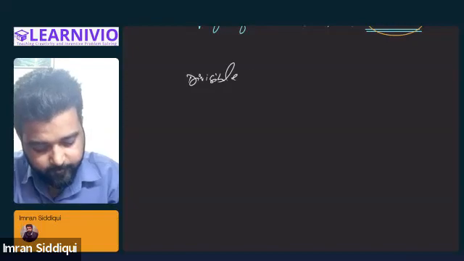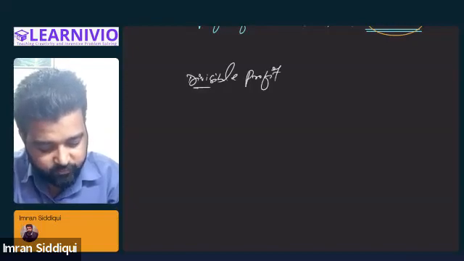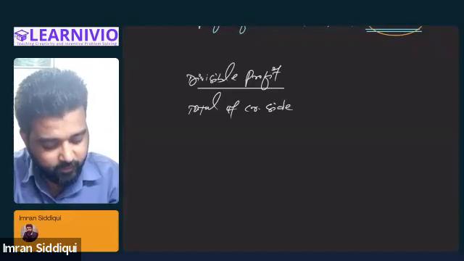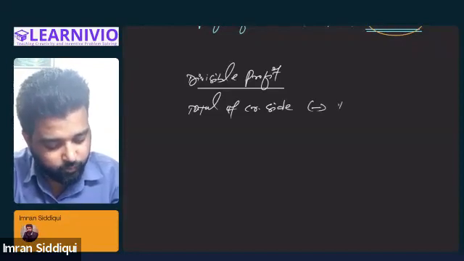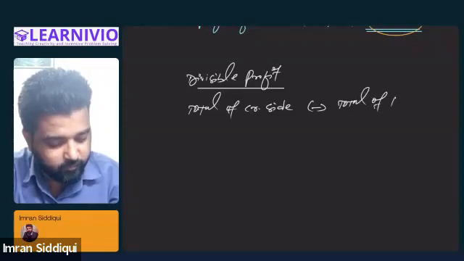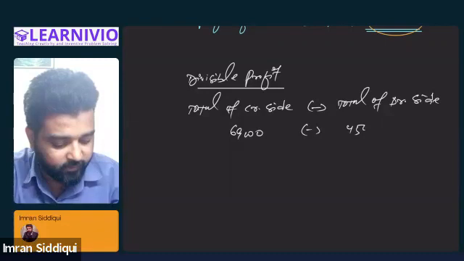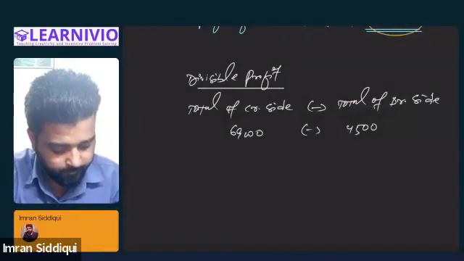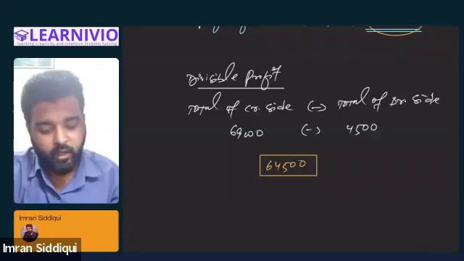Divisible profit. How do we calculate divisible profit? To find out the divisible profit, from the total of the credit side, the total of the debit side will be subtracted. The total of credit side is 69,000, right? And the total of the debit side is only 4,500. So the divisible profit in this case will be 64,500. This is the divisible profit. I hope this is clear.